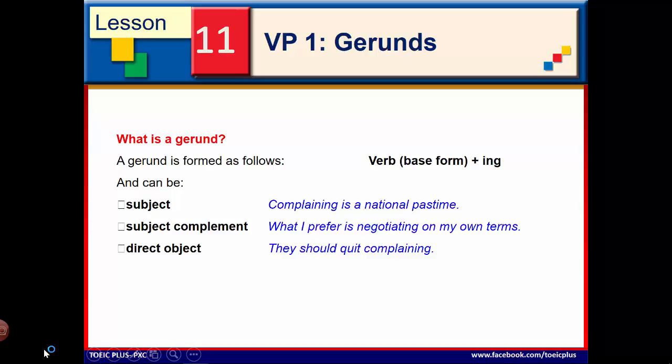Next, say direct object. Again, direct object. They should quit complaining. They should quit complaining. All right. Next, object of a preposition. Again, object of a preposition. For example, he's good at managing sales teams.